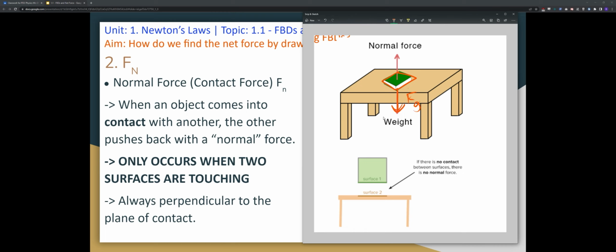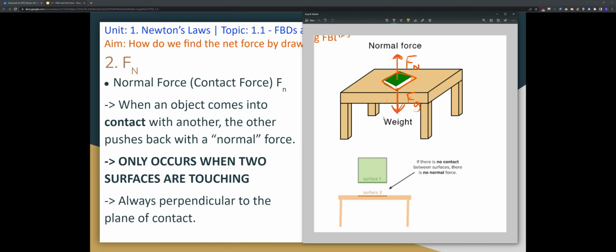Well, what's keeping the object up? If there was only the force due to gravity acting on an object, this textbook would fall right through your table. What's happening is that the table is also pushing on this textbook, keeping it up so it doesn't fall through. And we call this the normal force, right?